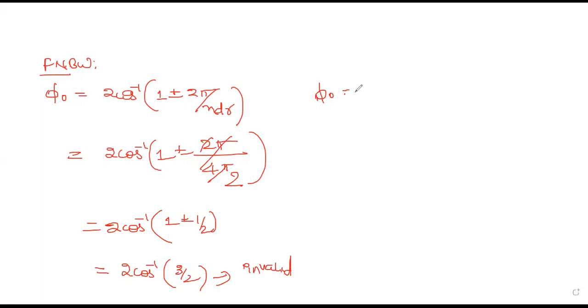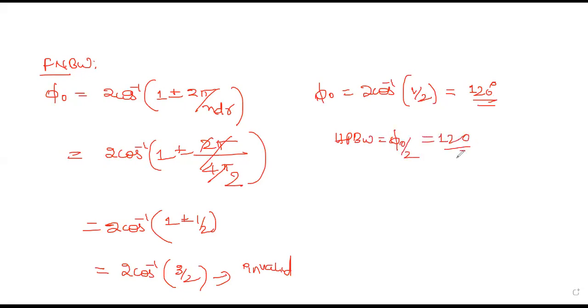So phi naught is equal to 2 cos inverse of 1 minus 1 by 2, that is, you will get 1 by 2. What is the value? Cos inverse of 60, 60 into 2 will give you 120 degree. So you got phi naught. Half power beam width will be equal to phi naught by 2, which is 120 by 2, that is 60. So this is half power beam width.